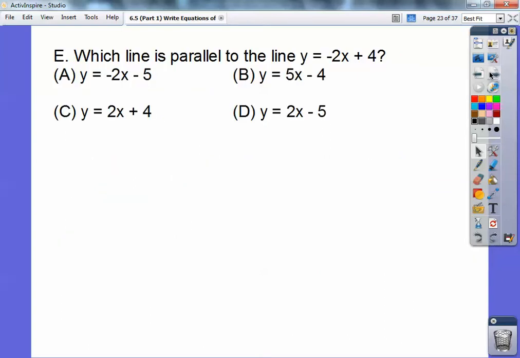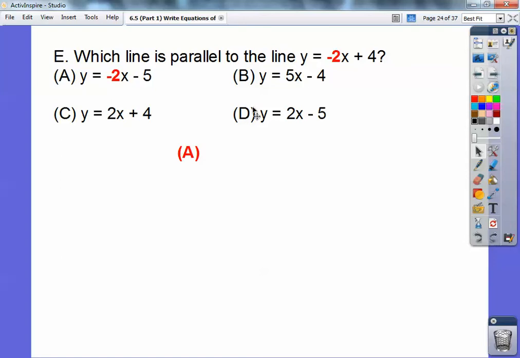Which line is parallel to the graph y equals negative 2x plus 4? Do you see any other y equals negative 2x plus something? I do, in choice A. A is correct because they have equal numbers in front of their x's. When it's in y equals mx plus b, those are the slopes. So parallel means they have equal slopes.